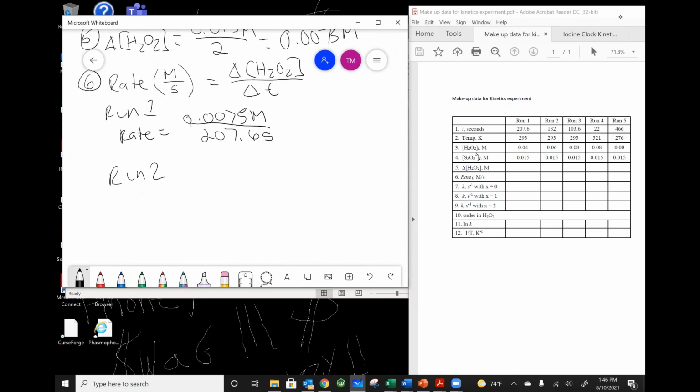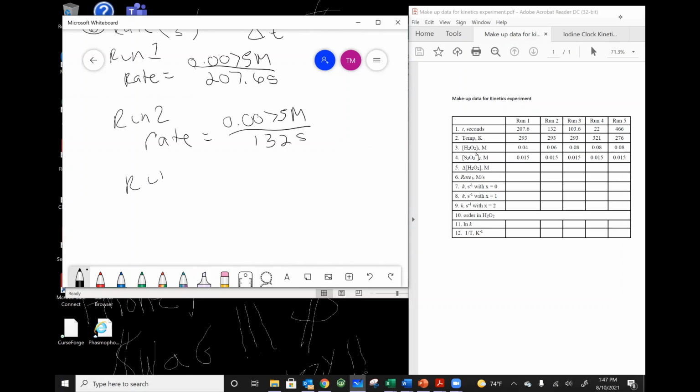So run 2, the rate is going to be equal to 0.0075 molar divided by 132 seconds, and so on. The rate for run number 3 is going to be equal to 0.0075 molar divided by 103.6 seconds. Okay, so you guys get the idea.